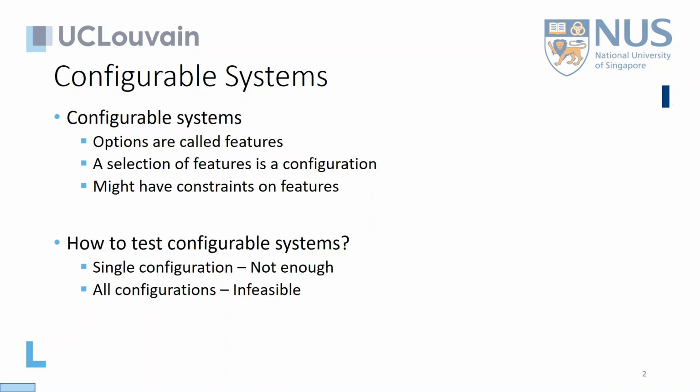A question arises: how to test configurable systems? Clearly, it is not enough to test a single configuration. All features that are not involved in it are not tested at all. On the other hand, it is not feasible to test all configurations. Their number grows exponentially with the number of features.